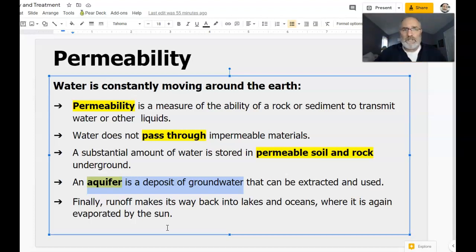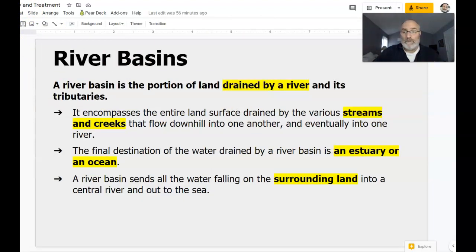Now, why should we care about aquifers? Well, the answer is really easy. That's water that we can extract and then use for other purposes, whether it's farming or whether it's drinking. And I think we'd all agree that having access to water that's drinkable is probably not a bad thing in today's day and age, right? Now, when we're talking about runoff, or that precipitation that falls to earth and then is carried away, another thing that we need to talk about is the term river basins.